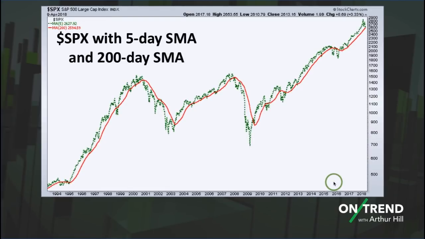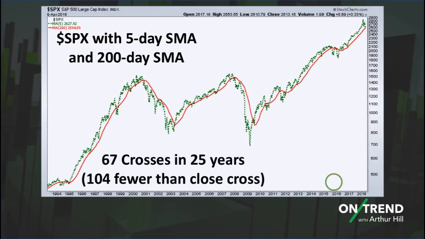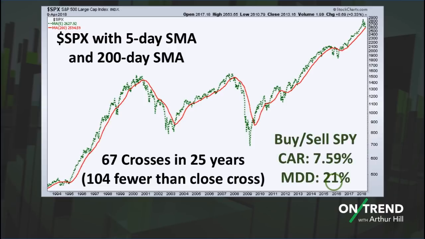Now we can smooth it even further. If you smooth the closing price by taking a 5-day simple moving average, and you use the 200-day simple moving average, instead of 171 crosses, you get 67 crosses in the last 25 years. That's 104 fewer signals than before. And how did that return? Well, if you bought and sold SPY using that for signals, you had a 7.6% return. Okay, it didn't beat the previous system using the 200-day moving average and the close, but it had a lower drawdown, 21%. And that's what we're after. We're looking to reduce drawdowns. And if you have fewer signals, you're trading less, and that also helps.